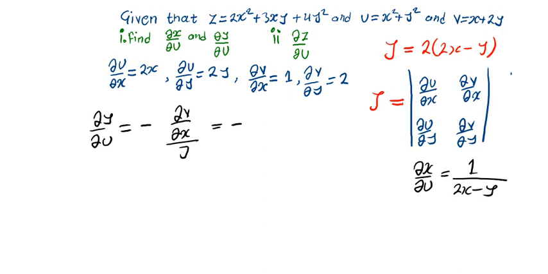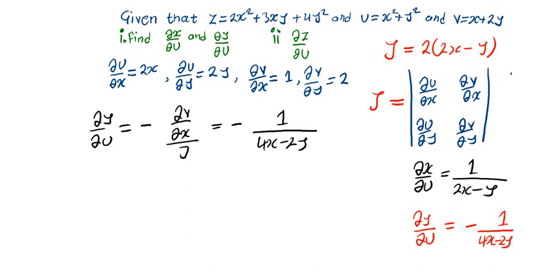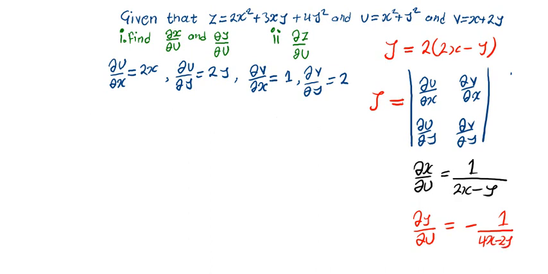So this will be minus, what's my partial of v with respect to x? It is 1, so that's just going to be 1, divided by my Jacobian, which let me just write as 4x minus 2y. So we have determined that our partial of y with respect to u is simply equal to minus 1 divided by 4x minus 2y. Okay, so we have answered the first part.